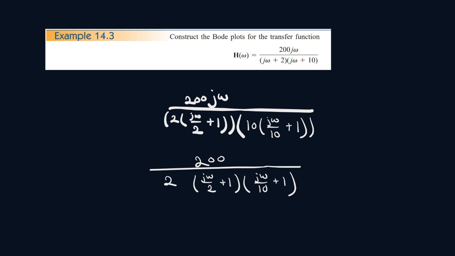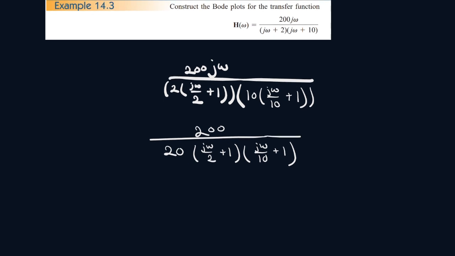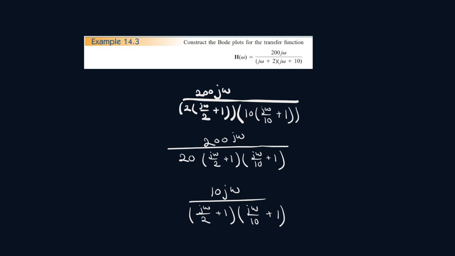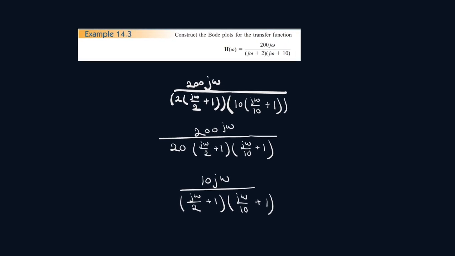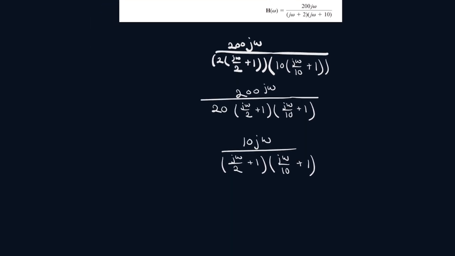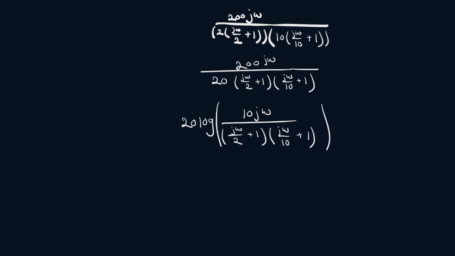So this is just 20, and that's 200 over 20, which is just 10. Oh yeah, sorry, 200 JW, so it'll be 10 JW all over JW over 2 plus 1 times JW over 10 plus 1. So for Bode plots, there's two types: a decibel versus angular frequency plot and a phasor versus angular frequency plot. First, let's start by getting the decibel one. So what we do is 20 log base 10 of all of this.